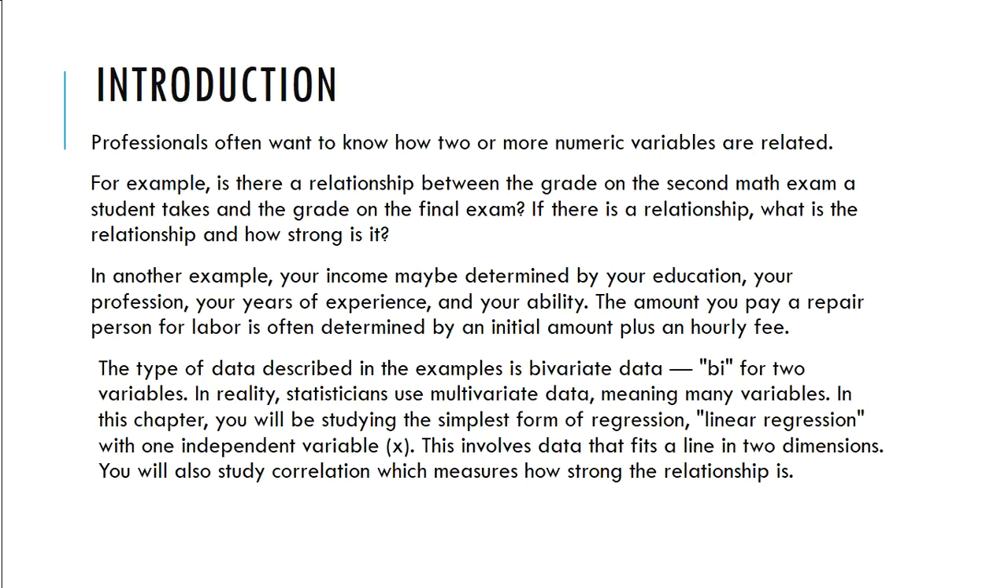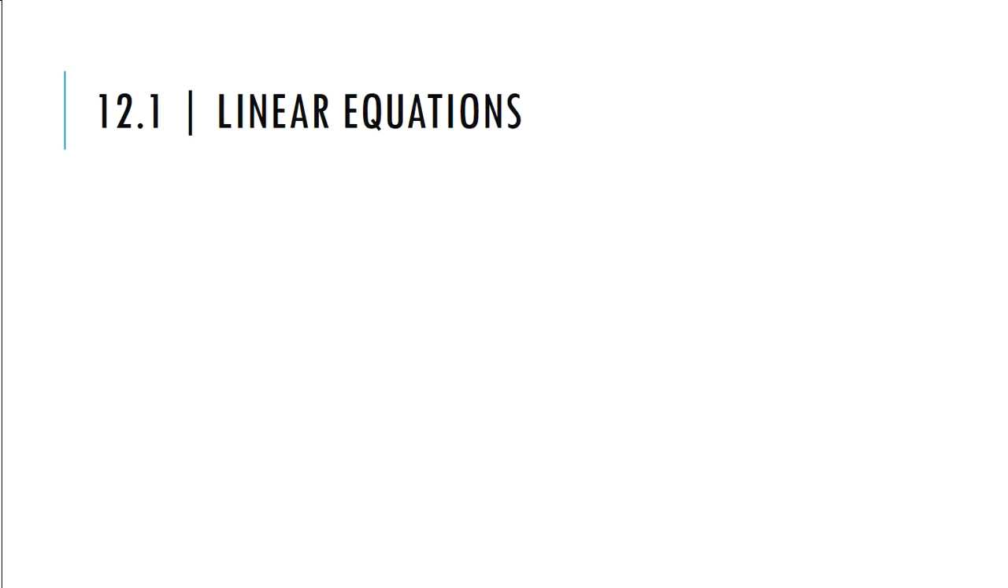Bi means two variables. In reality, statisticians use multivariate data, meaning many variables. In this chapter, we're only going to learn about linear regression, which is for every x, there's a y. Just know that you can do huge types of regression models called linear, where you add more variables than two, and logistic, where you even put in categorical variables. So for us, all we're going to do is a very simple form of linear regression.